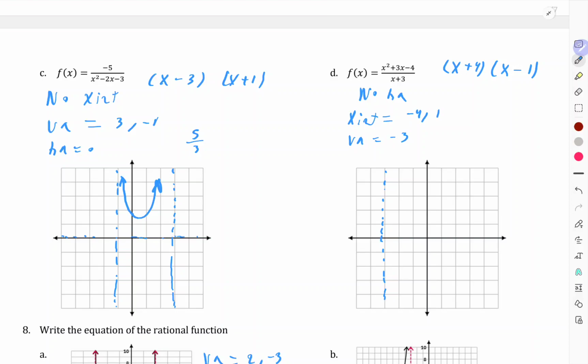Am I sure about this? I have no idea. Give me a minute. I'm going to answer check that because I think I factored incorrectly, to be honest with you. No, I'm right. Yeah, I'm right.